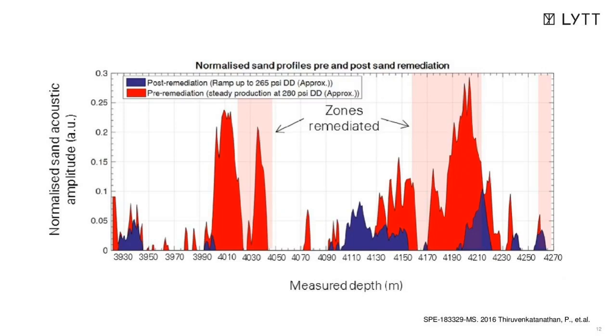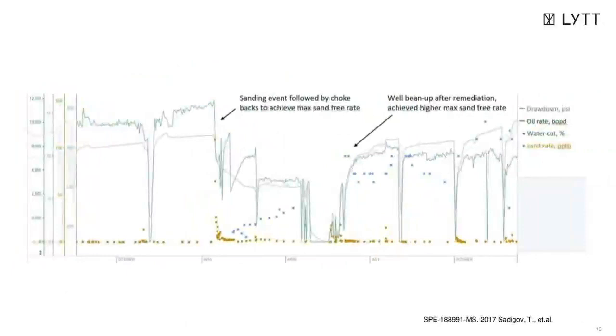And what you can see compared to the pre-remediation sand log, or the red one, is that now the sand production has significantly reduced, and it has in fact been completely eliminated in some of the previously sanding intervals. So as a consequence, the well can be further opened up, or its rate can be increased more than it was before, because now you don't have a sanding problem.